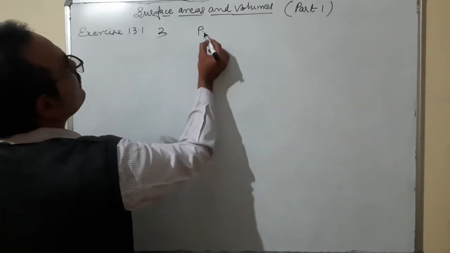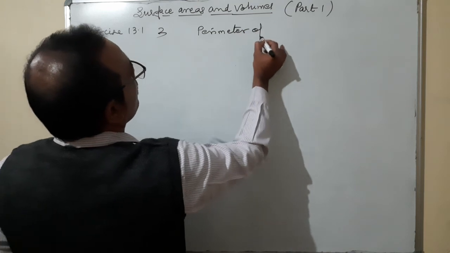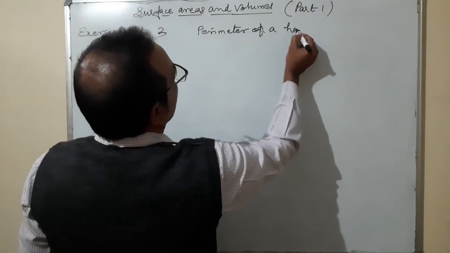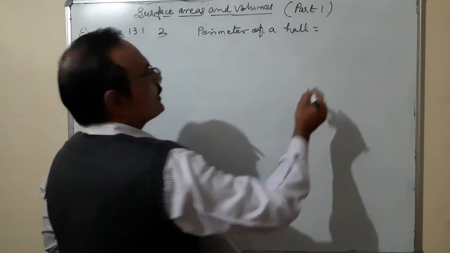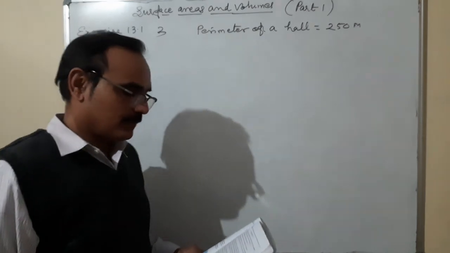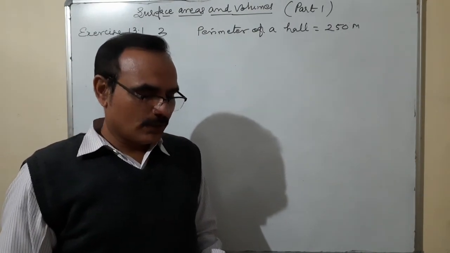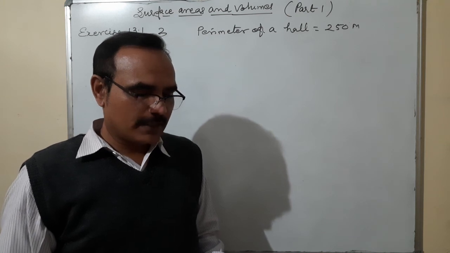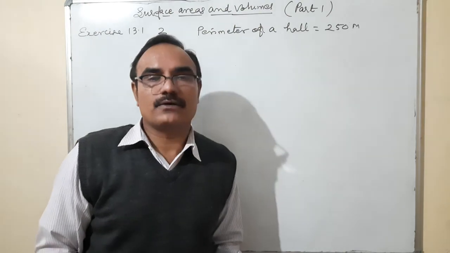Question number 3. Perimeter of a hall is equal to 250 meter. It is given. If the cost of painting the four walls at the rate of rupees 10 per meter square is 15,000, find the height of the hall. Okay.